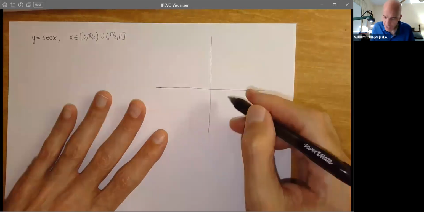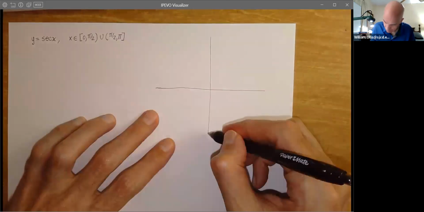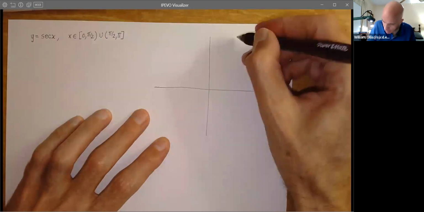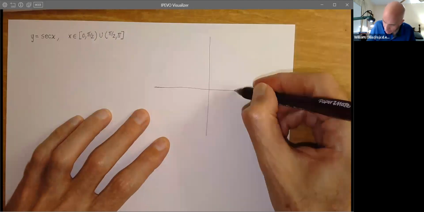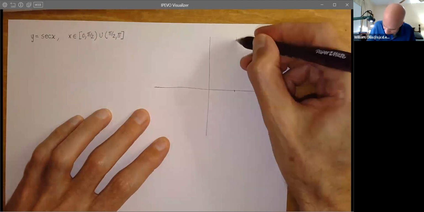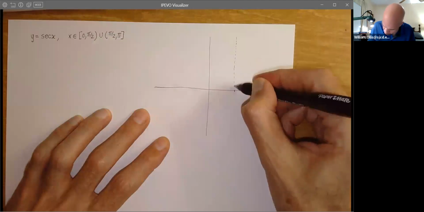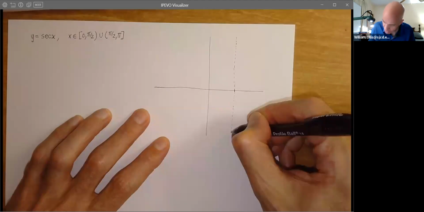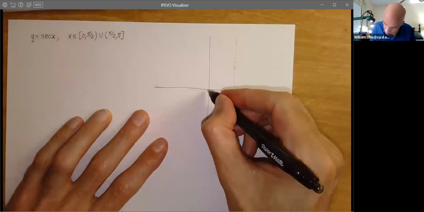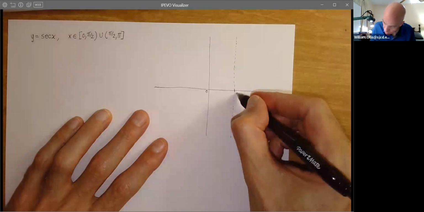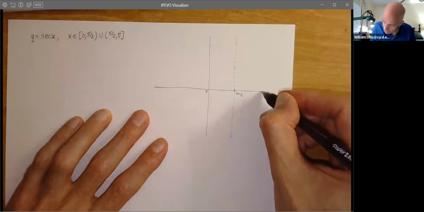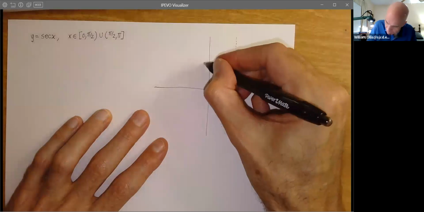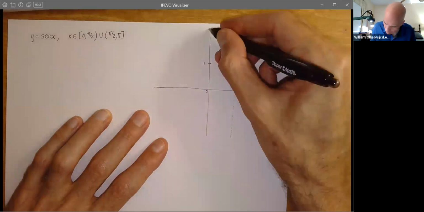Okay, now we've got the zero here. And let's put in the pi over two. Let's see, right there. We're just using a piece of each of the principal branches. So here's the zero, here's the pi over two, here's the pi, and we have 1, and we have -1.